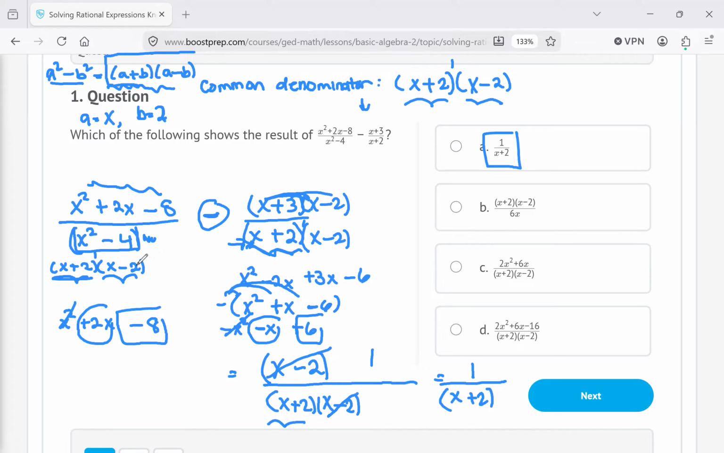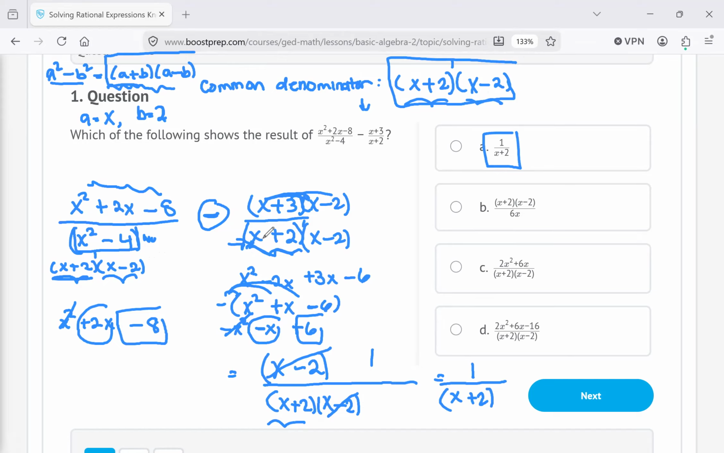If you don't have a repeating base, bring it down. So this is how I got my common denominator as x plus 2 and x minus 2. Once you know your common denominator, you can put that on the bottom. And then it's the numerator that requires some algebra.